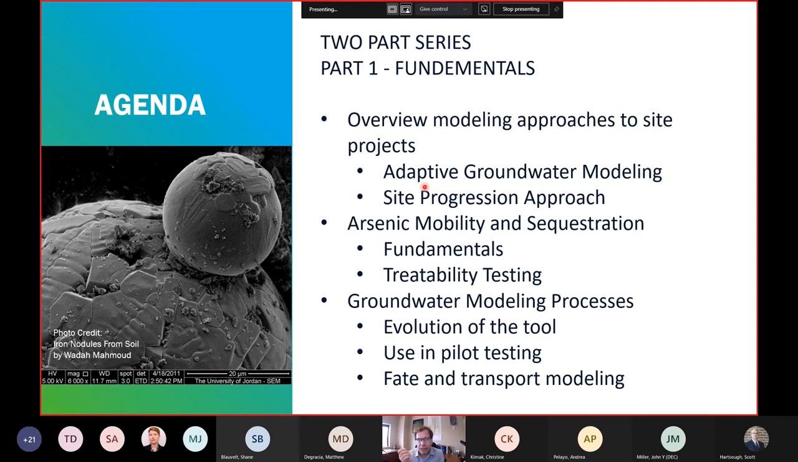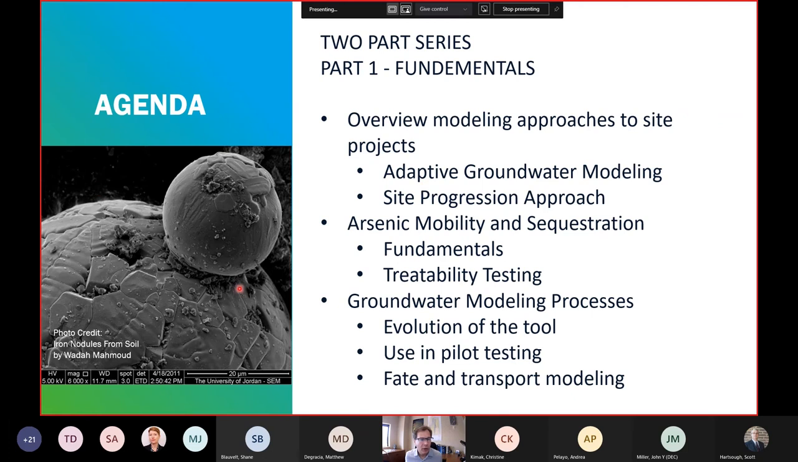We wanted to break down more of the details, especially with the arsenic mobility, which I think is useful for folks that are joining because of the potential for arsenic at one of your sites. And I wanted to really break down some of the modeling processes a little bit more before we get into some of the site-specific details.